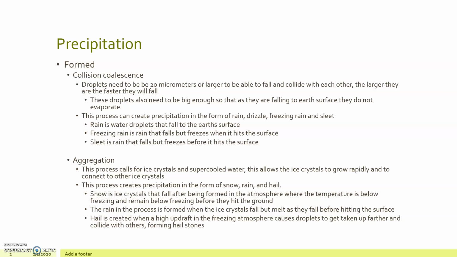Snow is ice crystals that fall after being formed in the atmosphere, where the temperature is below freezing, and remain below freezing before they hit the ground. The rain in this process is formed when the ice crystals fall but melt as they fall before hitting the surface. Hail is created when a high updraft in the freezing atmosphere causes droplets to get taken up further and collide with others, forming hailstones.